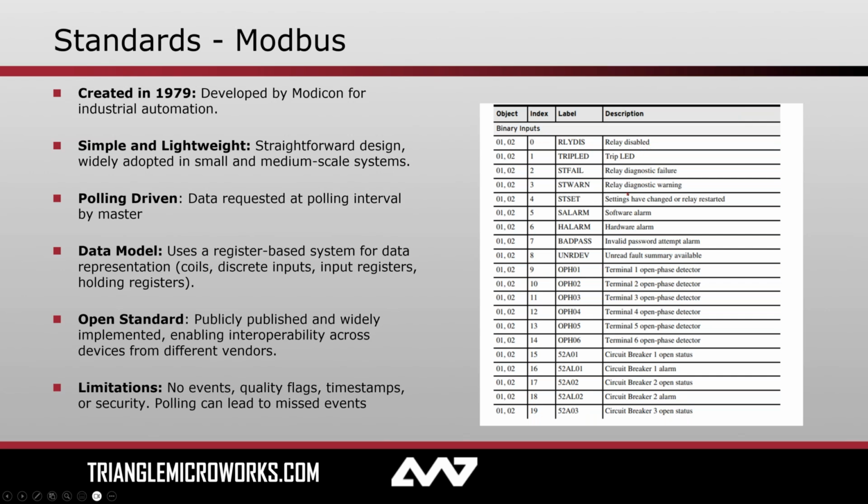So if I want to be able to read data from this device, I'm going to need this all-important data map. I need to know what data type is at what address and what that data actually is. Without this data map, I might still be able to read data, but I won't be able to decipher it. I won't know, for example, that binary input 1 means that the trip LED is ignited and that a trip has actually occurred.